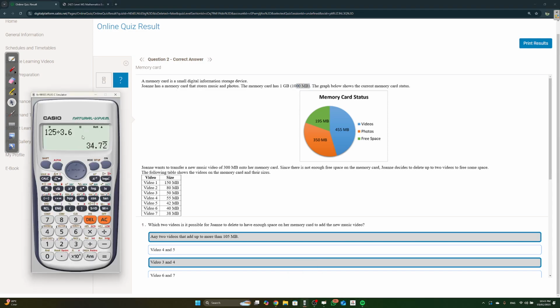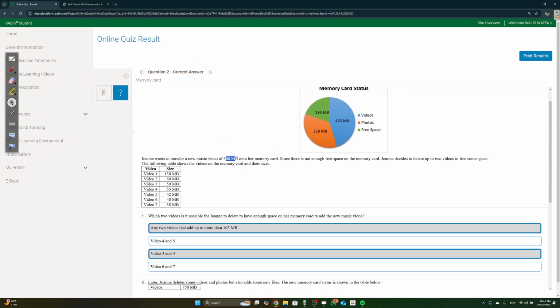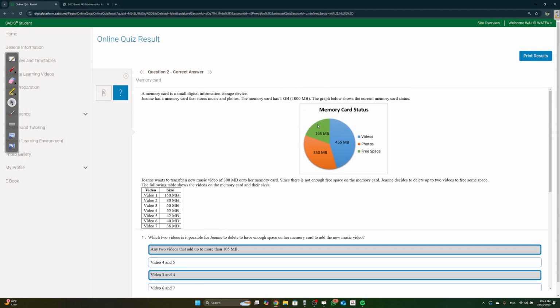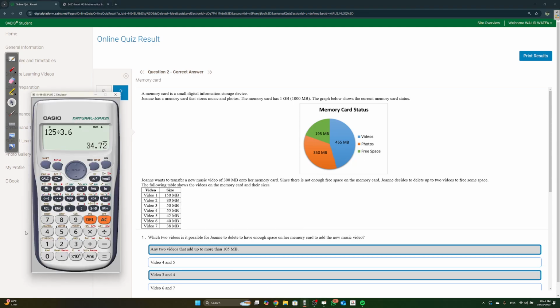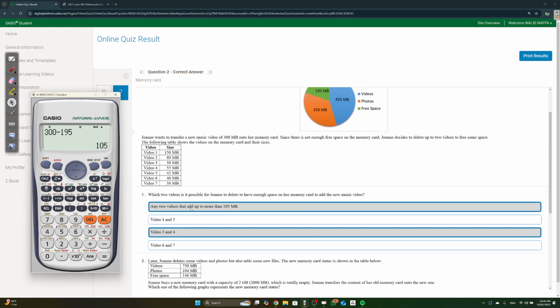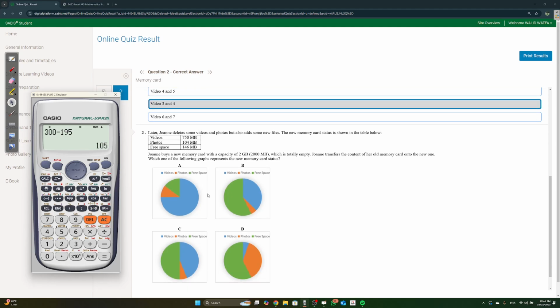So, the first thing is she needs to add something of 300 megabytes, but she only has 195 free space. So, do 300 minus 195, you get 105. Meaning she needs to free up 105 more megabytes, right? So, any 2 videos add up to more than 105 megabytes. 4 and 5, if you add them, you're gonna get 97. 3 and 4, if you add them, you get 105, so that's correct. 6 and 7 would be wrong because you're gonna get 78.